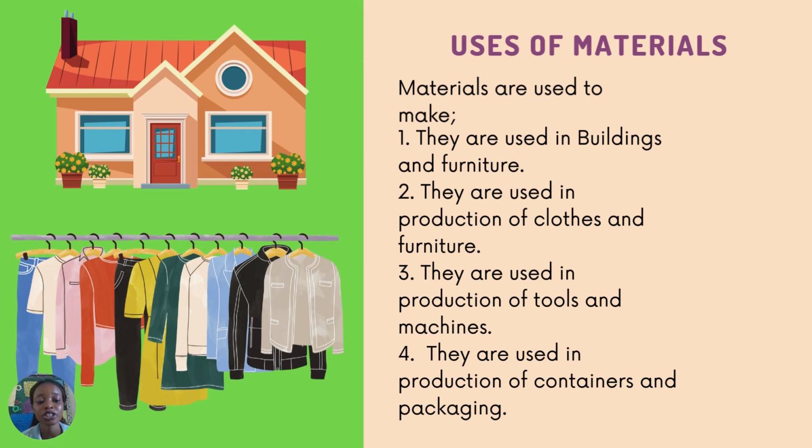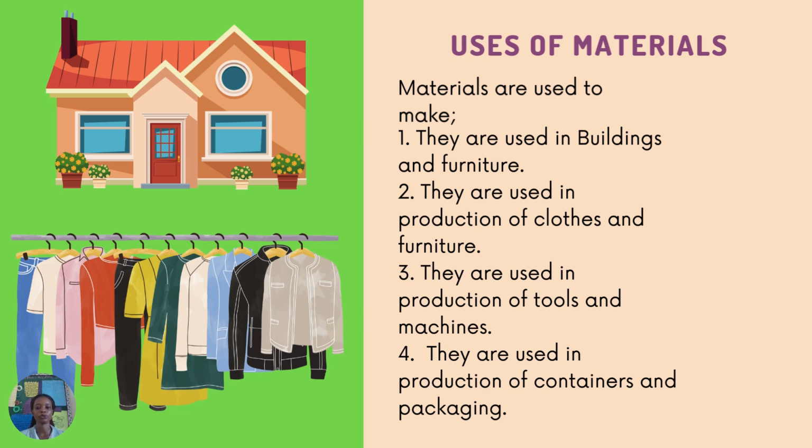Now, we said in our definition that materials are used to make various objects around us. What are those various objects that we can get from materials? Materials are used in buildings and furniture. Your houses, your schools, churches, mosques, those buildings exist as a result of various materials that come together. Your wood, your concrete, and many more like that. They come together and are used to erect buildings and make furniture such as your chairs, tables, stools, beds, and lots more.